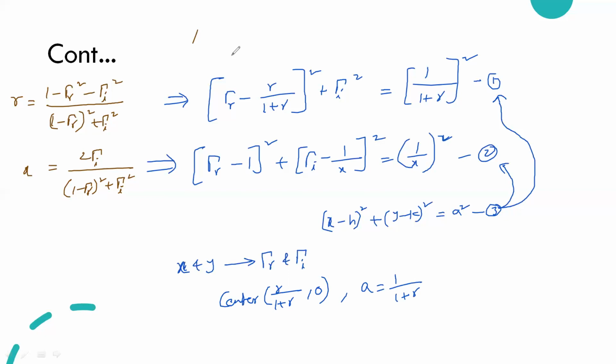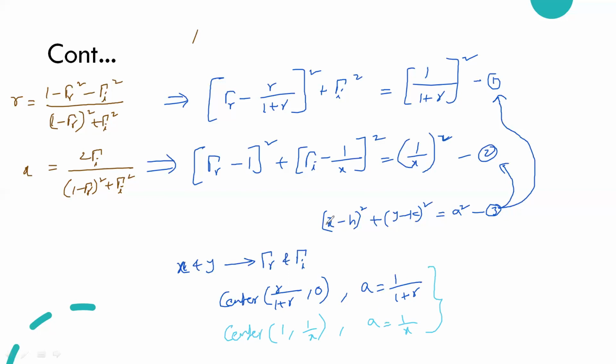Similarly, you write the center for the reactance circles, which will be 1 comma 1 by x, and the radius will be a equal to 1 by x. Okay, so these are the values for both the reactance circles and the resistance circles. The axes will be the same, gamma r and gamma I, and the center h comma k is r by 1 plus r comma 0 for resistance circles, with radius 1 by 1 plus r, and the center for reactance circles is 1 comma 1 by x, with radius 1 by x.